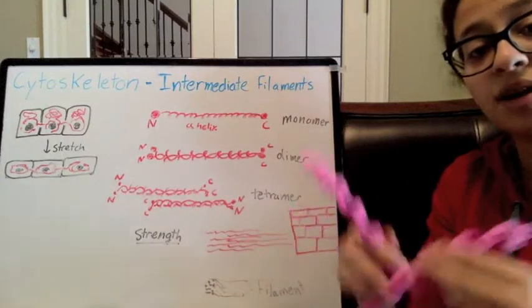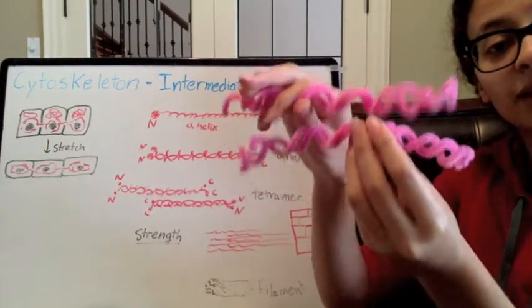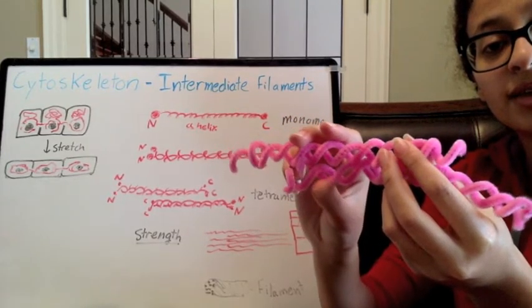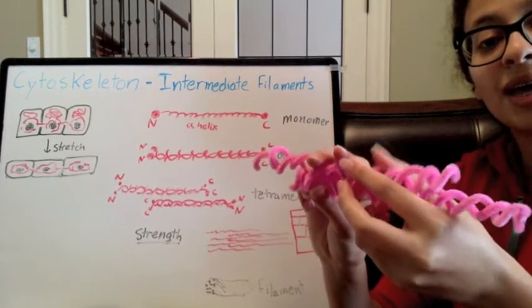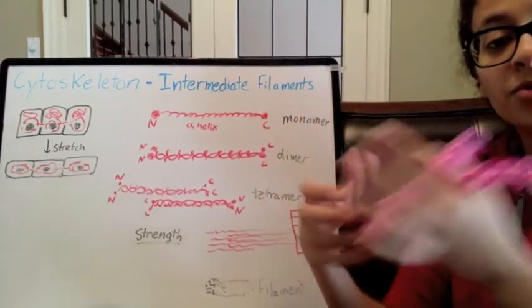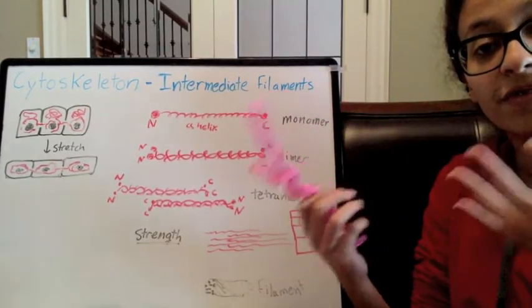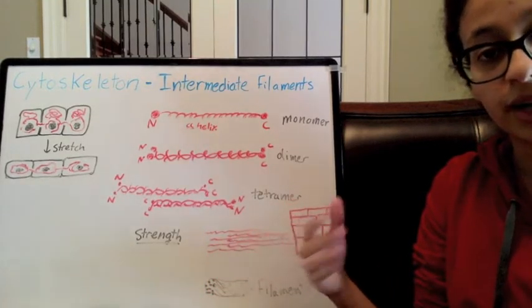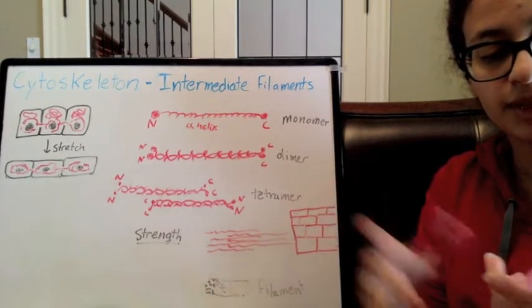So when you take two dimers, you don't place them directly on top of each other, but slightly staggered like this, so it makes a tetramer. And then when you get 8 of these tetramers, each staggered all together, you make an intermediate filament. So these filaments usually all have similar diameter size.